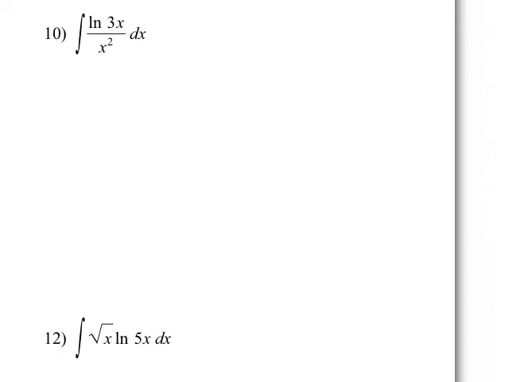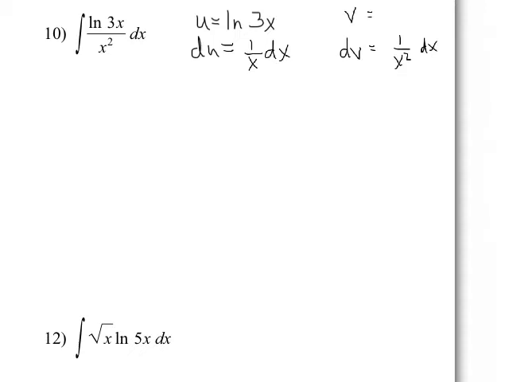We can find a u using our LIPET, and again our u is the natural log of 3x, which makes our du equal to 1 over 3x times 3, or basically just 1 over x dx. If we let our dv then be 1 over x squared dx, that makes our v negative 1 over x. Alright, I'll pause it and do the work, and you can do the same.